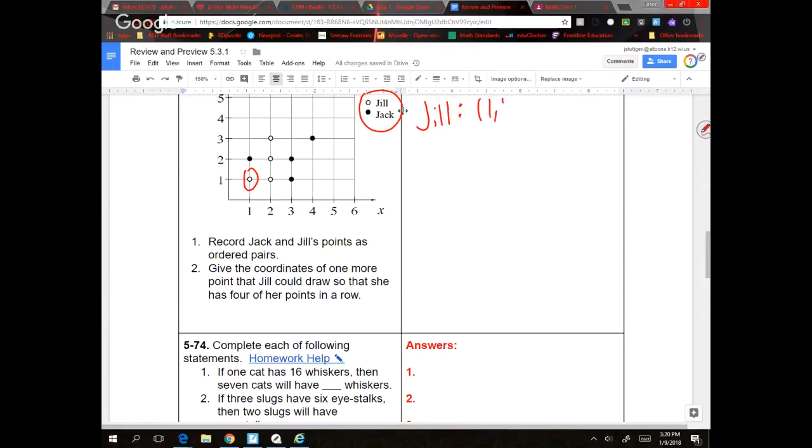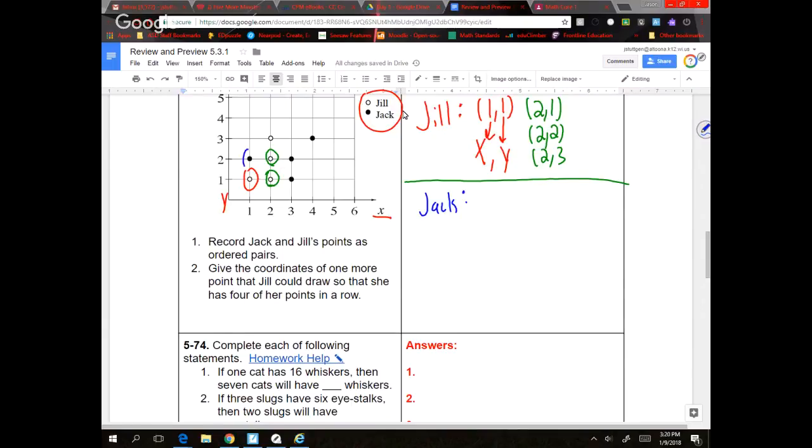That is the coordinate 1, 1. Remember, the first number is always the X. The second one is always the Y. And right here, they have it labeled for you. And this one would be Y. Next point. I'm going to do this one next. The one I just circled in green. That is 2, 1. Then we go straight up from there. Next one, 2, 2. And then finally, I have 2, 3. That is Jill's. Now we'll do Jack.